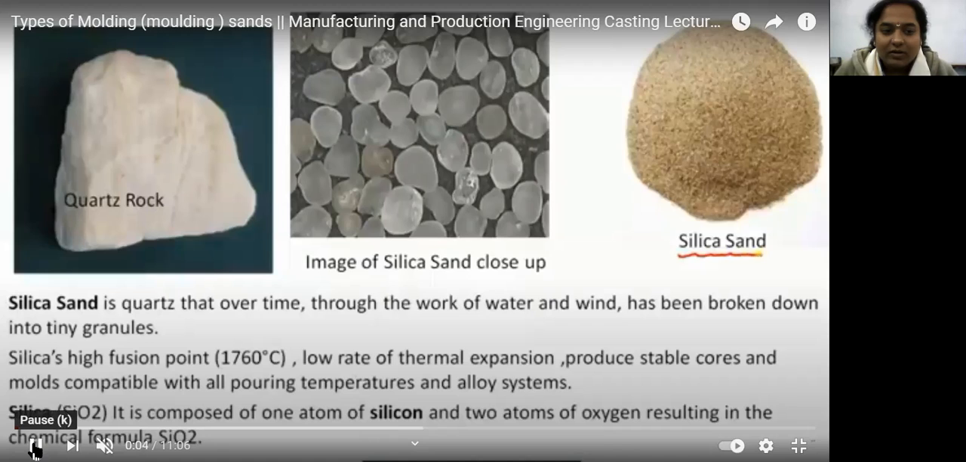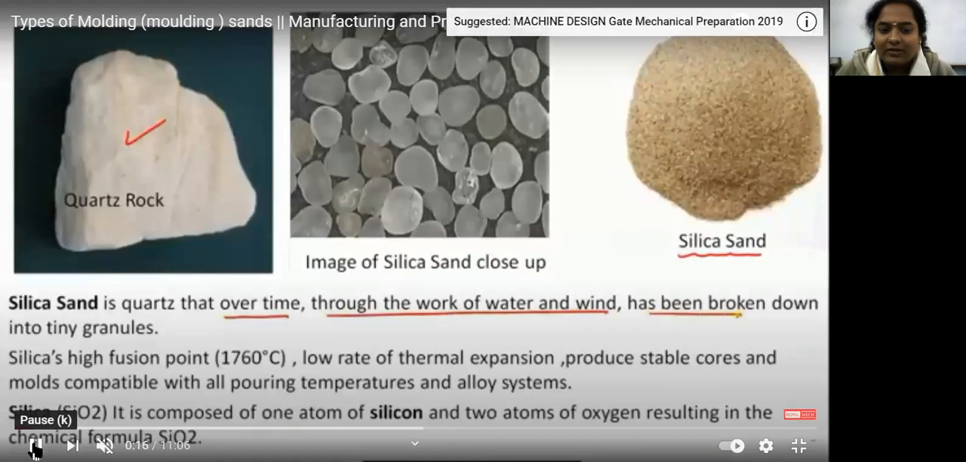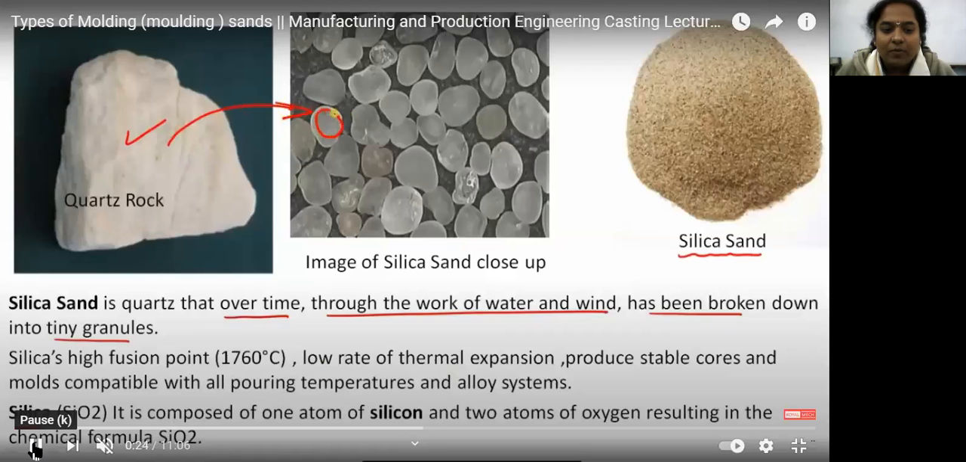Silica sand is a quartzite that over time, through the work of water and wind, has been broken down into tiny granules. Silica's high fusion point is 1760 degrees centigrade. Its lower rate of thermal expansion produces stable cores and molds, compatible with all pouring temperatures and alloy systems.